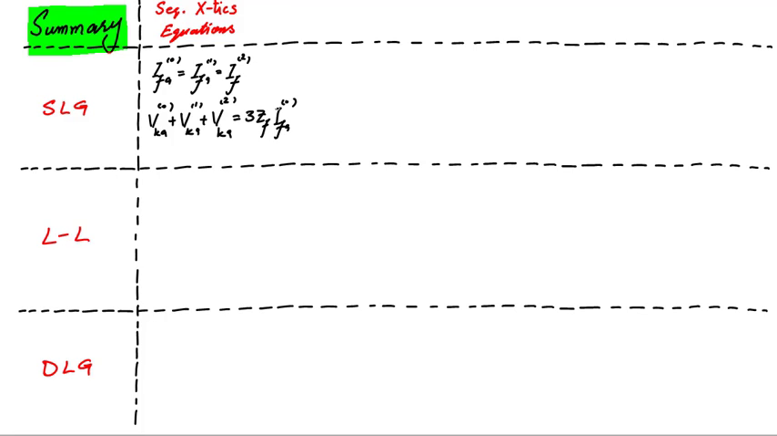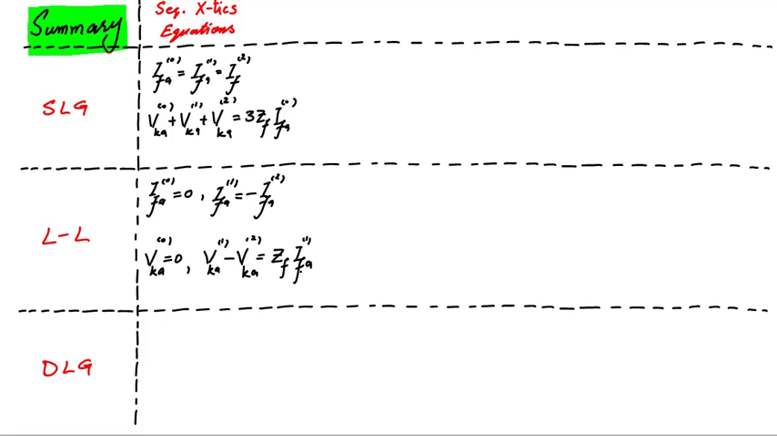Similarly for line to line fault, IFA zero sequence is 0 and IFA positive sequence is equal to minus IFA negative sequence. And similarly for voltages, zero sequence voltage is equal to 0 as the zero sequence network is not involved in line to line fault, and Vk positive sequence minus Vk negative sequence is equal to the voltage drop across the fault impedance due to current IFA positive sequence. If the fault is bolted, then positive sequence and negative sequence voltage will become equal.